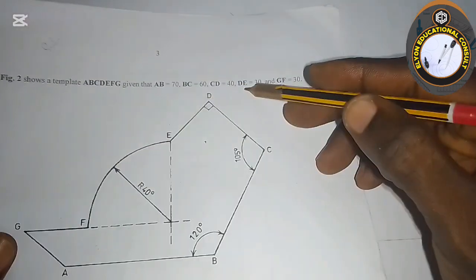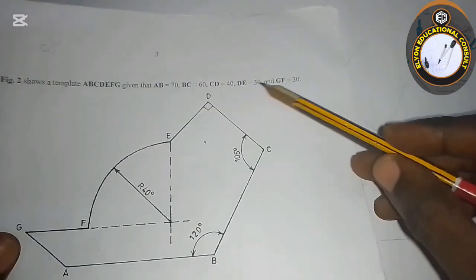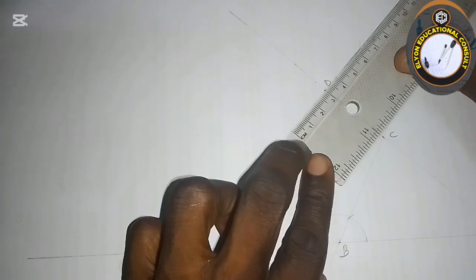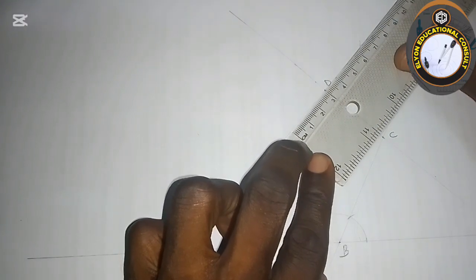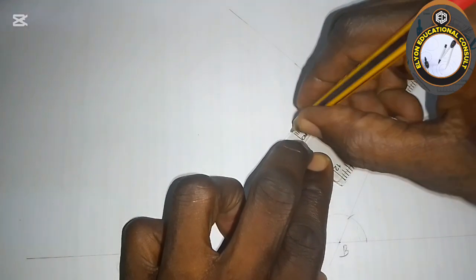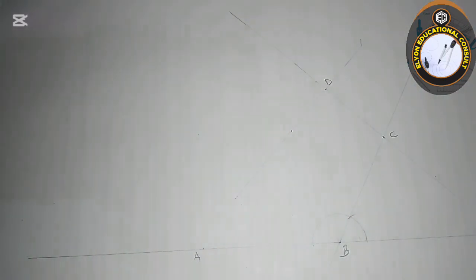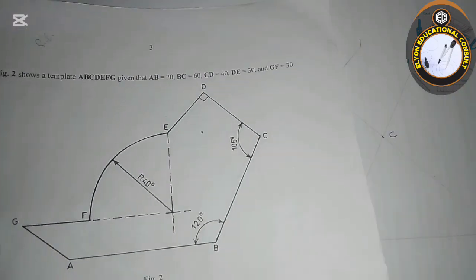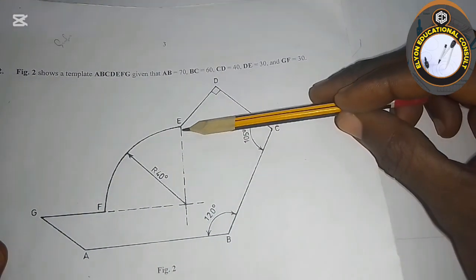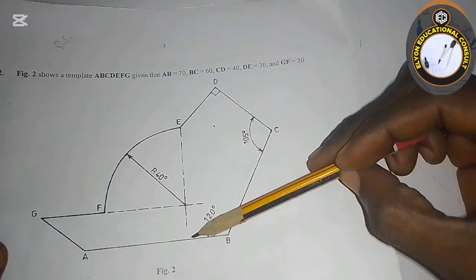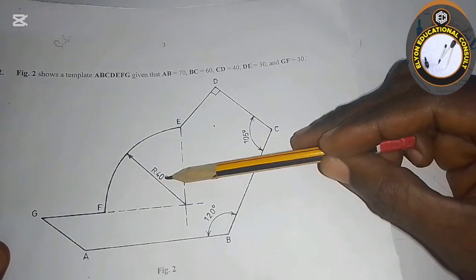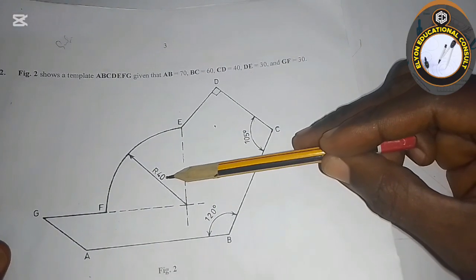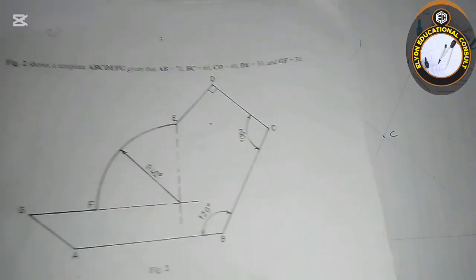So we are told DE is 30. DE is 30. So bring in my ruler, measure 30. So what I'm doing is I'm reproducing the template like we are told. So let's call this side E. Now if you look at the template here, the original template, this is a vertical line and the radius is 40. This is not 40 degree, it's 40. Please neglect the degree.